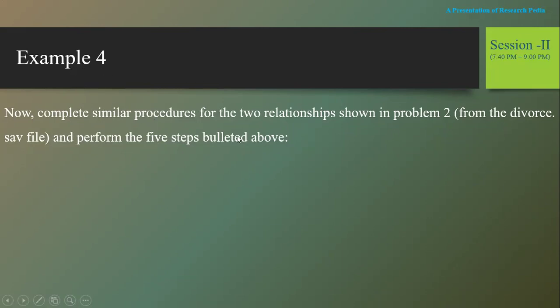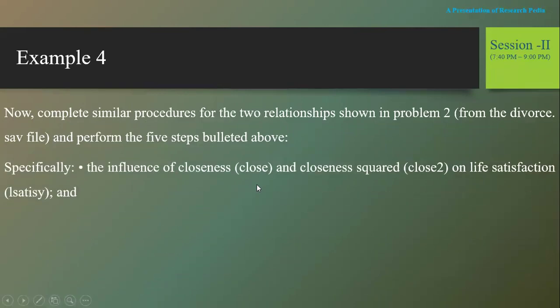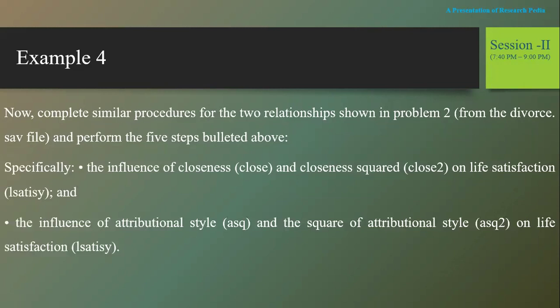In example number 4, you may have a file in which you may find the influence of closeness, close, and closeness squared on life satisfaction. Basically, closeness is the independent variable. You may find a variable named close, that would be your independent variable, and you may find life satisfaction under the name L satisfy. This would be your dependent variable. So you need to check the same procedure, how closeness impacts life satisfaction. You may also need to find out the attributional style and the square of attributional style on life satisfaction. That may be another case.